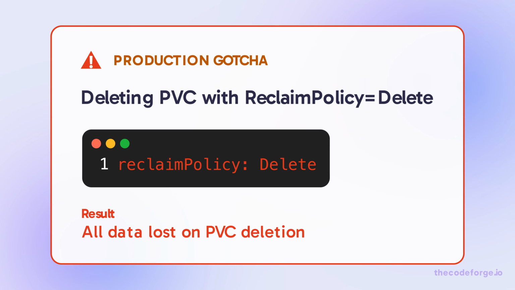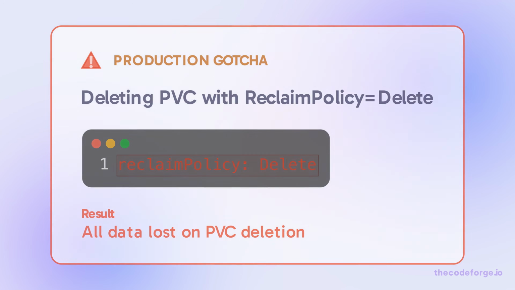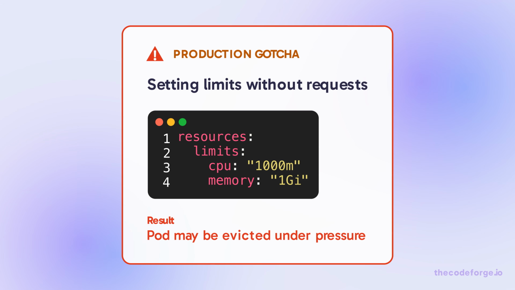If you delete a PVC with ReclaimPolicy equals delete, the underlying PV and storage are also deleted. For critical databases, set retain to prevent accidental data loss. The scheduler only sees requests, not limits. If you set limits without requests, the scheduler assumes 0 requests and may overcommit the node, leading to evictions under resource pressure.